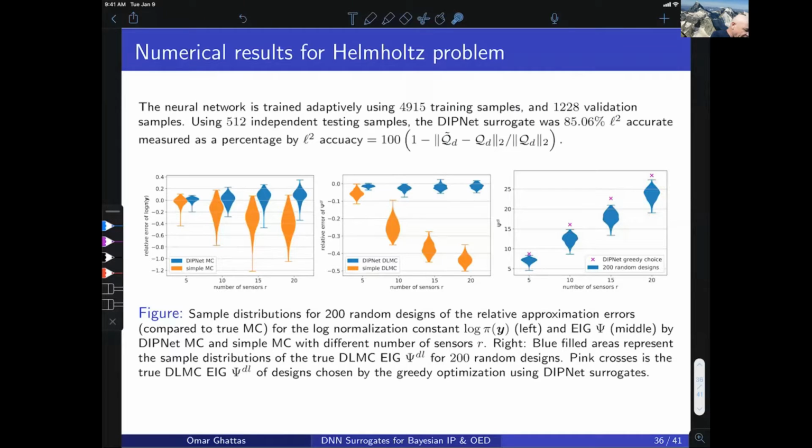You don't do as well. Of course, the higher, this is expected information gain. So we'd like to place the sensors to maximize the expected information gain, to gain as much information from the parameters. So as you go up here, that's better.